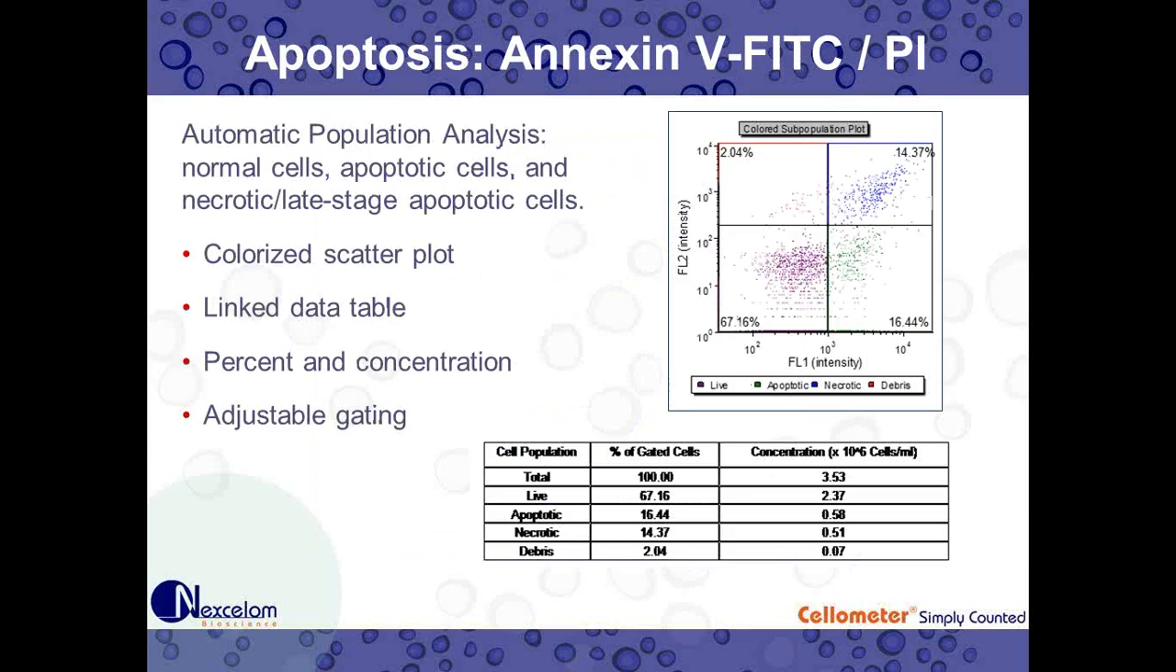And we're going to get automatic population analysis. We can look at normal cells, apoptotic cells, and necrotic and late-stage apoptotic cells. We have a colorized scatter plot, a linked data table showing percent and concentration, and there's adjustable gating, which I'll show a bit later, where you can move the gates and automatically the figures in your table will be updated.